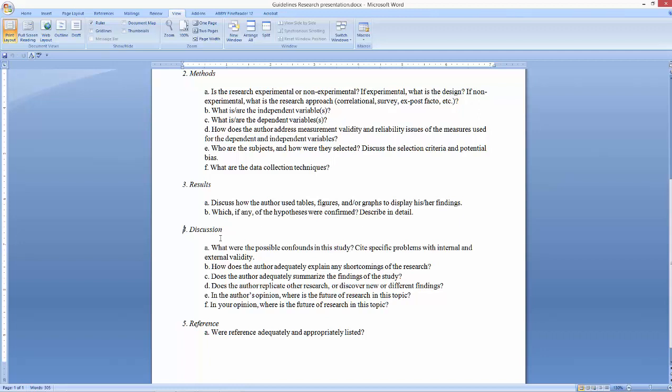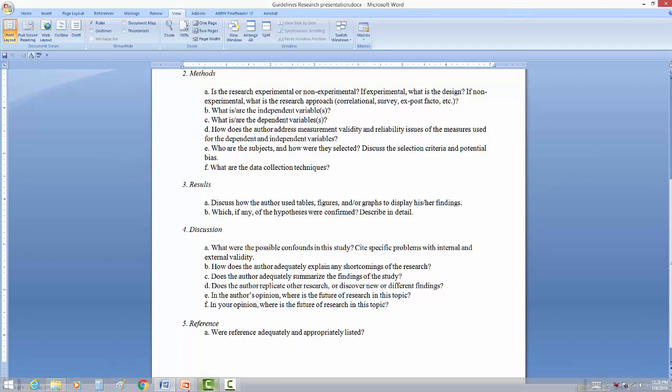the discussion section is in fact a part where you say, hey, as much as we'd like the study to be perfect, no studies are perfect. Here's some of the things that you might consider could have gone wrong or did go wrong, especially if their hypotheses were not confirmed. So what are confounds? Remember, confounds, those are external forces that could change the results that affect the relationship between the independent and the dependent variable. Cite specific problems with the internal and external validity.